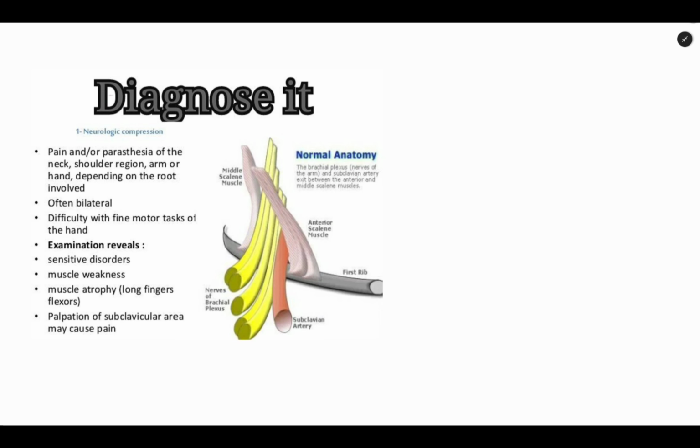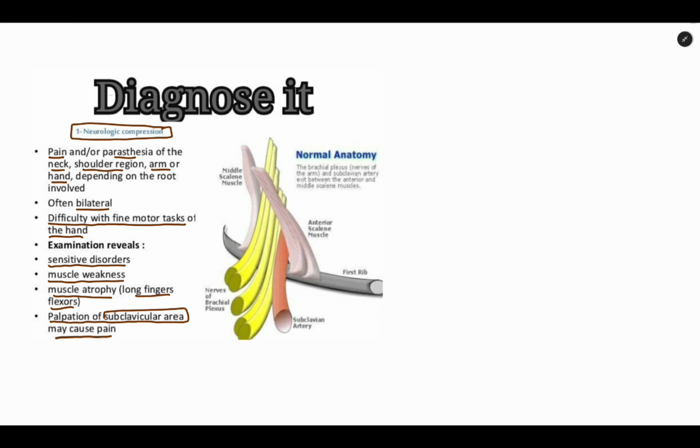So today we are here with our new case. So let's discuss it. We are presented with a patient who is having pain and paresthesia of the neck, shoulder region, arm or hand, and it is often bilateral. The patient is having difficulty with fine motor tasks of the hand. On the examination, it is revealed that it is a sensory disorder. Muscle weaknesses are there. Muscle atrophy of the finger flexors is there. And on the palpation of the subclavicular area, there is presence of pain in the patient. And it is a neurological compression.